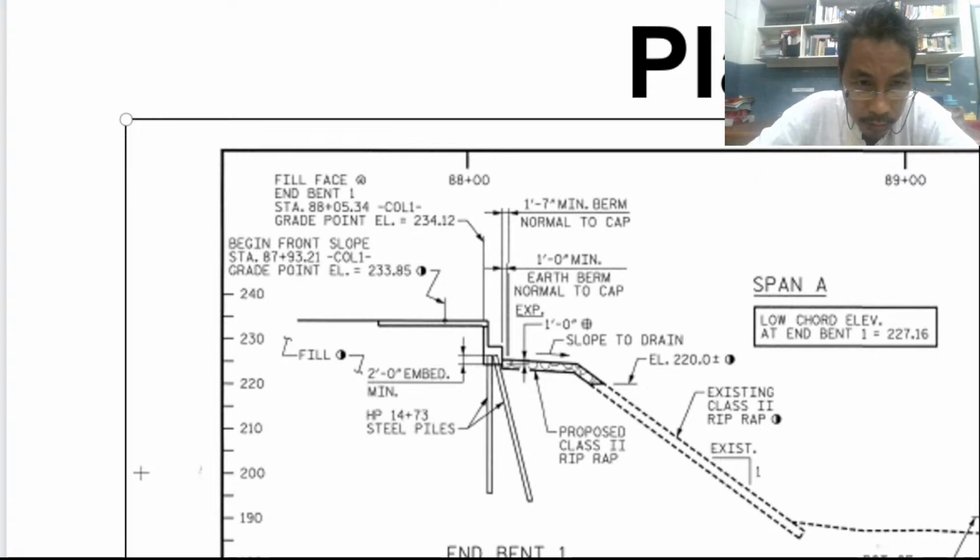So next below it, we have what? Fill. What do we mean by fill? Meaning we might have the excavation before the construction begins, and after construction, we will put back. We will use the excavated soil and put it back to the excavated area. So that means fill.